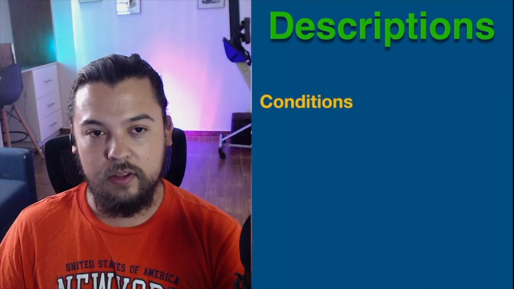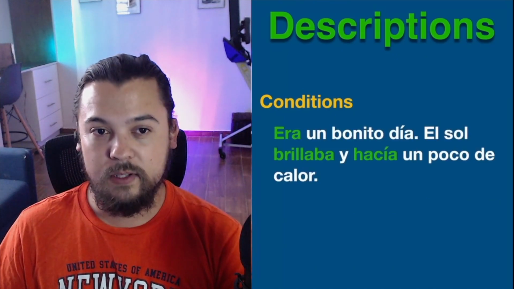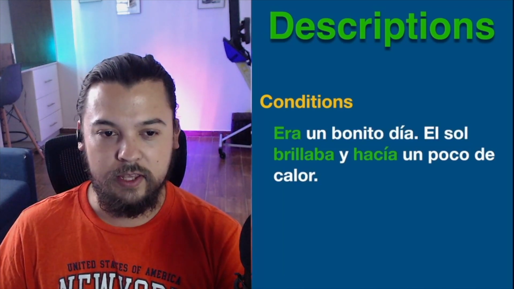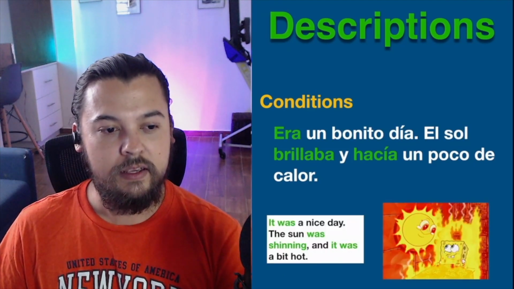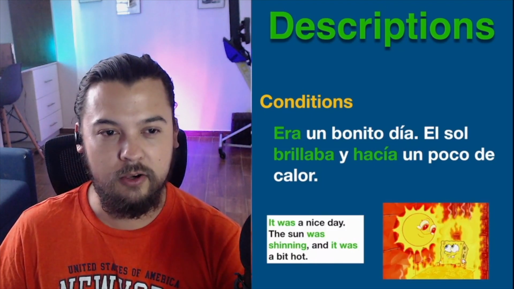Conditions is the second description topic. When you describe the condition of something in past, you have to use imperfect. Era un bonito día. El sol brillaba y hacía un poco de calor. It was a nice day. The sun was shining and it was a bit hot.